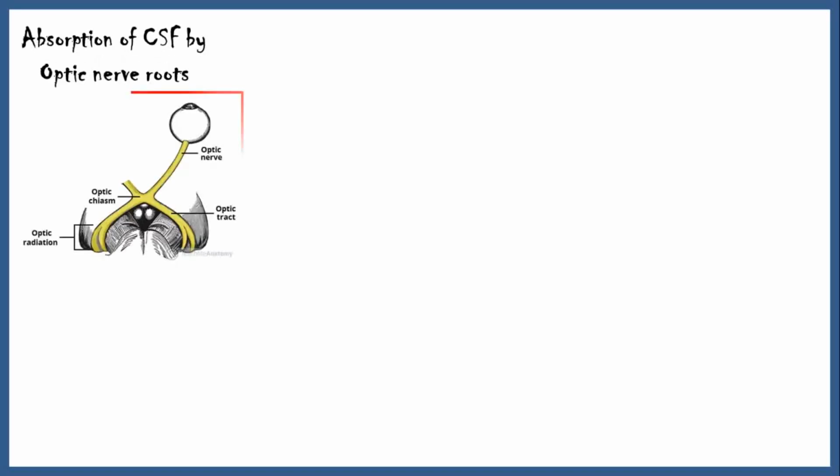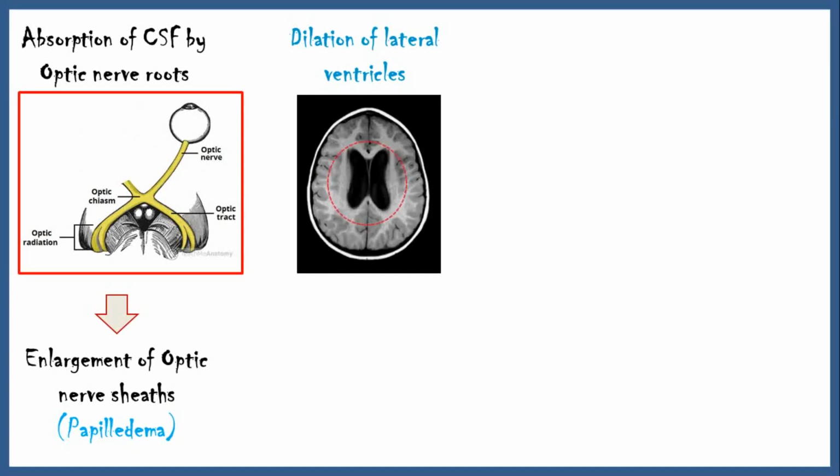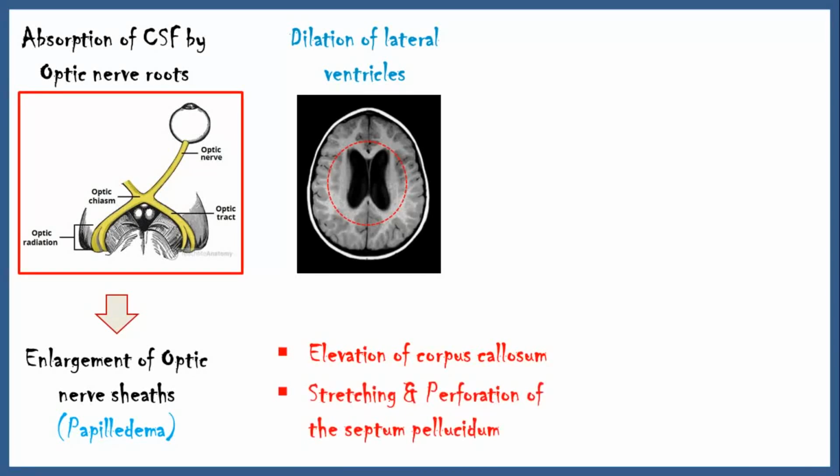When CSF accumulates in the subarachnoid space, excess fluid is absorbed by the optic nerve roots, which causes enlargement of the optic nerve. This condition is known as papilledema. Due to the increased CSF volume, ventricles get dilated. Dilation of lateral ventricles causes elevation of corpus callosum, stretching and perforation of the septum pellucidum, and thinning of the cerebral cortex.